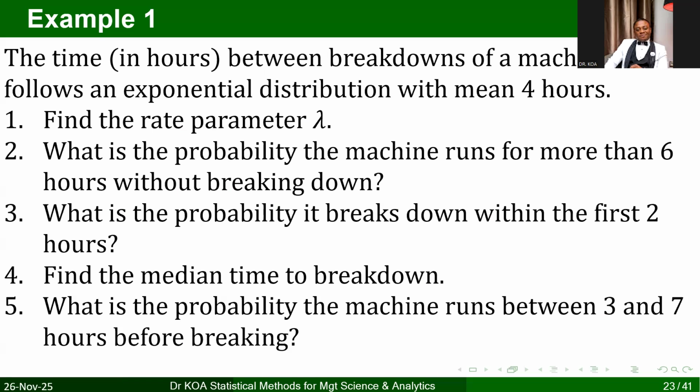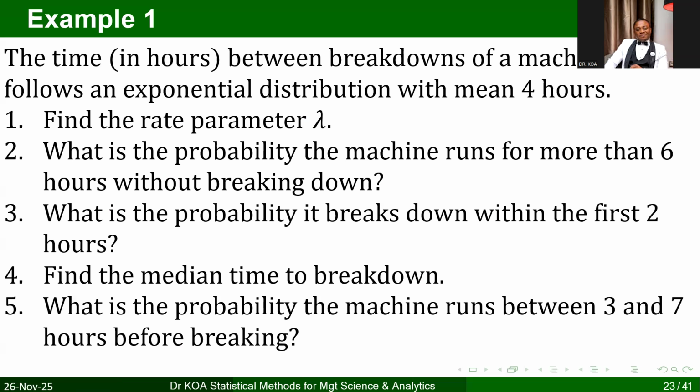Okay. So the first one, the time in hours between breakdowns. You see, that's the survival situation. The reliability, breakdowns. Between breakdown of machine follows an exponential distribution. So that one too, you've been given the fact that it's an exponential distribution with a mean of 4 hours. Find the rate parameter. Again, just like the gamma one, find the rate parameter.